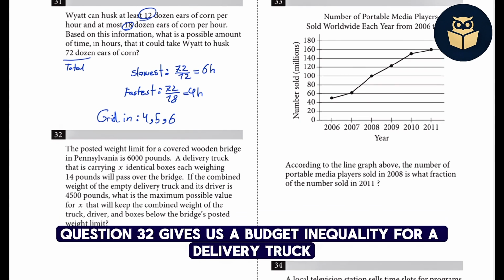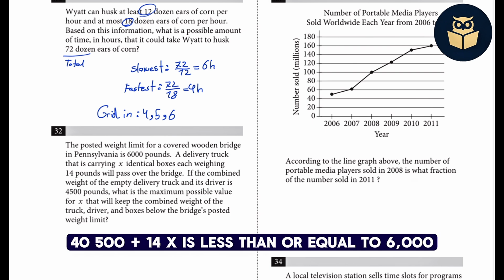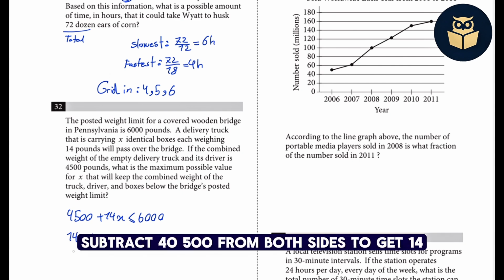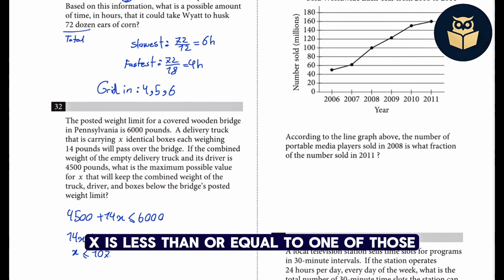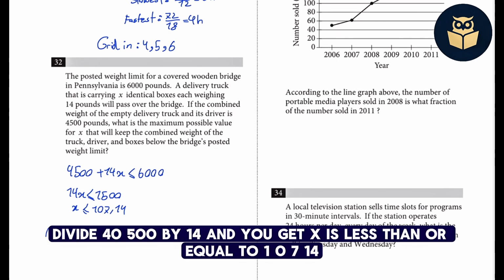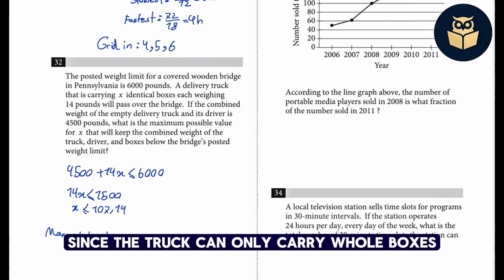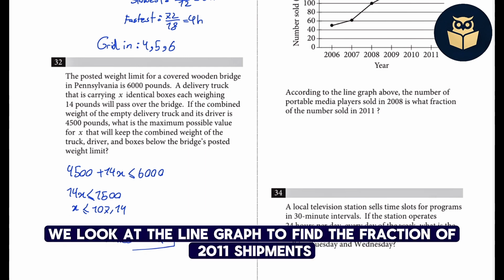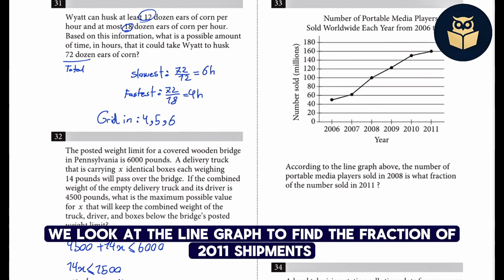Question 32 gives us a budget inequality for a delivery truck. 4,500 plus 14x is less than or equal to 6,000. Subtract 4,500 from both sides to get 14x is less than or equal to 1,500. If I divide 1,500 by 14, you get x is less than or equal to 107.14. Since the truck can only carry whole boxes, the maximum number is 107. Grid in 107.